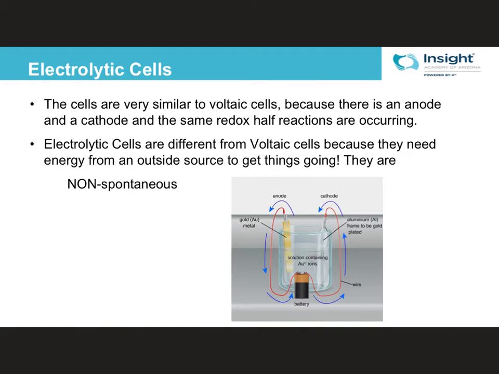Electrolytic cells look very similar to your voltaic cells, especially your wet voltaic cells. There's going to be an anode and a cathode. The anode is going to have oxidation, the cathode is going to have reduction. But the biggest noticeable difference is that an electrolytic cell is going to require some sort of outside energy source, such as a battery or a plug, so that it's connected to electricity. That is because they are non-spontaneous. We have to provide some energy to force this reaction to go against spontaneity.